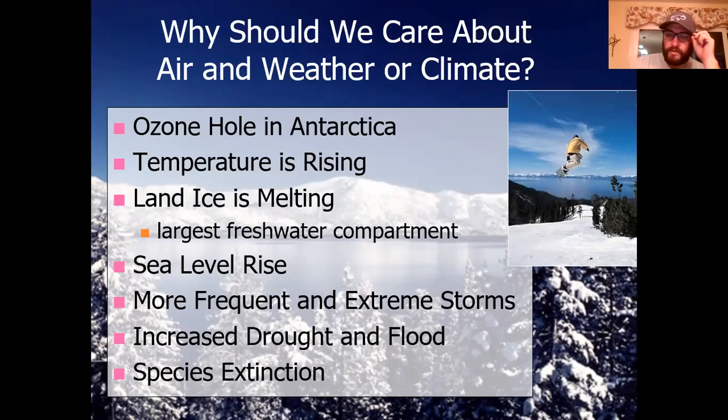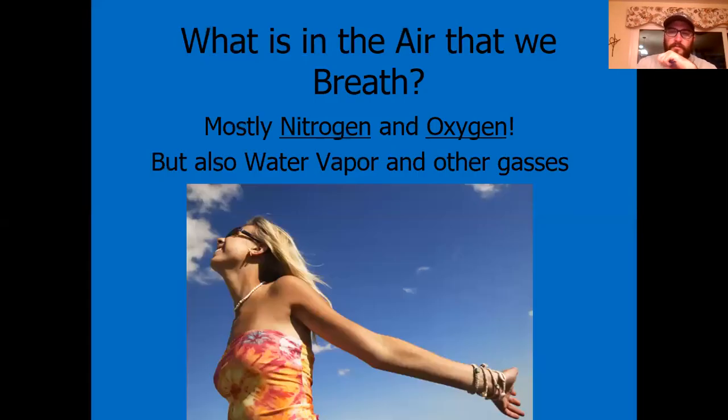More frequent and extreme storms are due to changing weather patterns, increased drought and floods. California's had a pretty intense drought the last couple of years. And then changing temperatures and weather also can cause species to go to extinction.